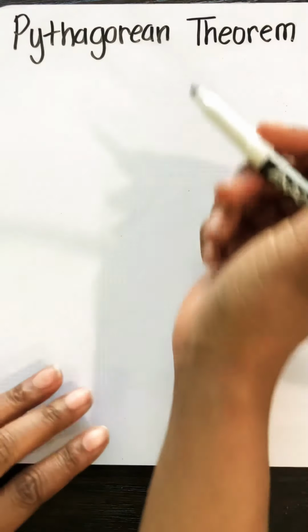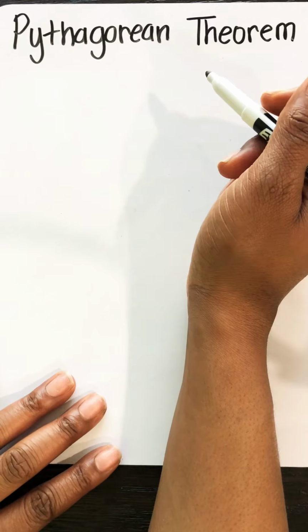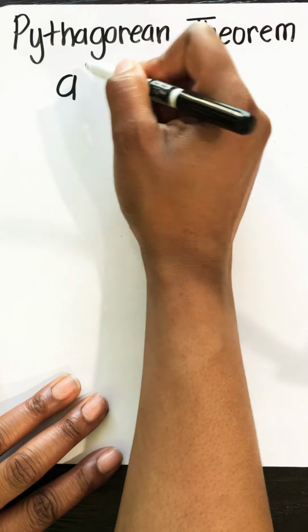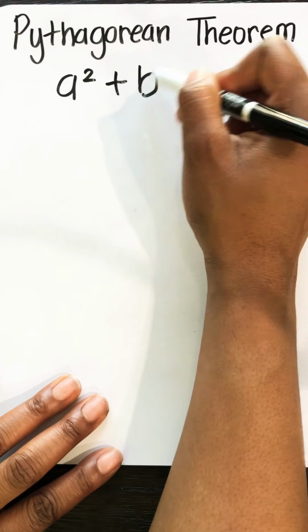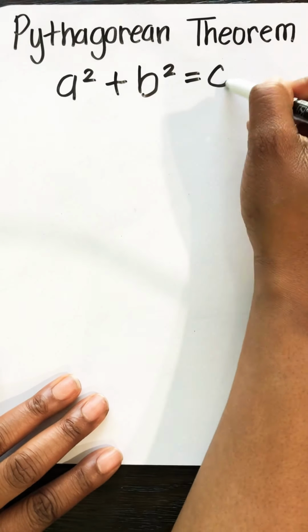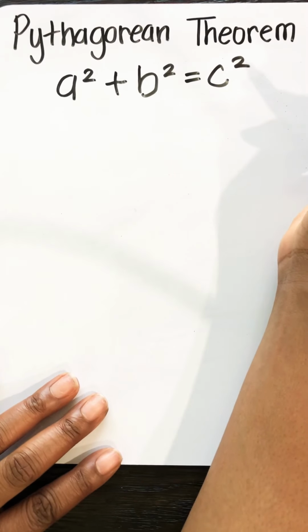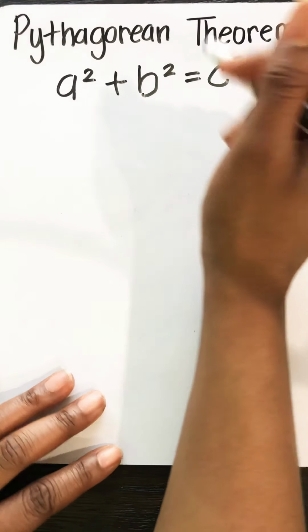Hey guys, today I'm going to do a brief review on Pythagorean theorem and how it applies to a right triangle. So what is Pythagorean theorem? Pythagorean theorem is the rule that says a squared plus b squared equals c squared. Okay, you've probably seen this before in my class. Actually, I know you've seen it in my class several times. But what does it mean?